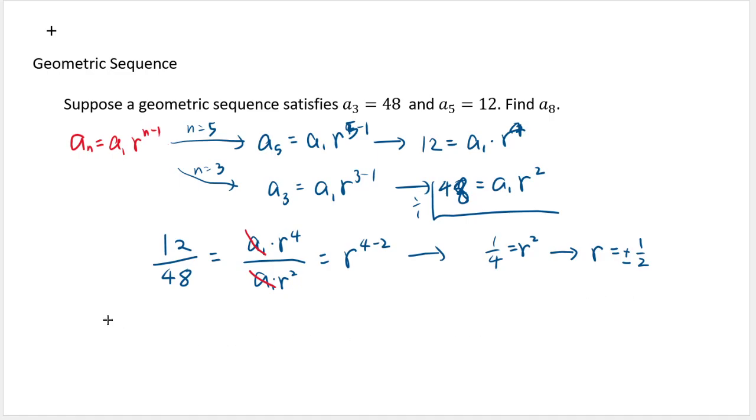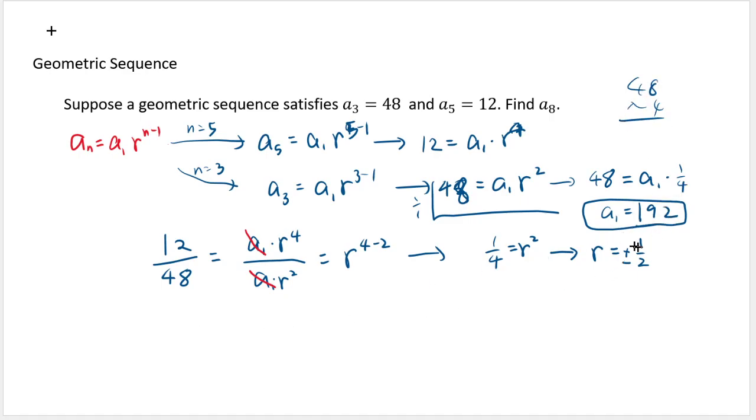Okay? Alright, so let's now figure out what a8 is. Oh, but before we do that, I keep forgetting, figuring out what a1 is, okay? So since r squared is 1/4 right here, we can say 48 equals a1 times r squared, but r squared is 1/4. Multiply by 4 on both sides, and I get 192 as a1. Yeah, just do 48 times 4 and you'll quickly see that it's 192. And we have a1 and r, so let's now figure out what a8 is.